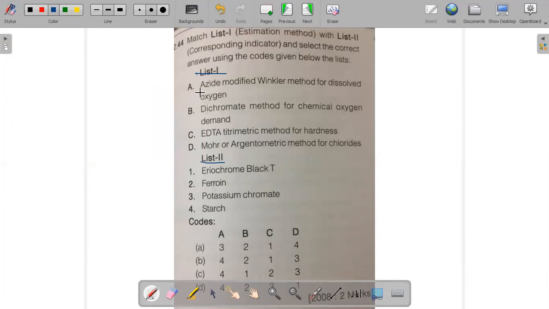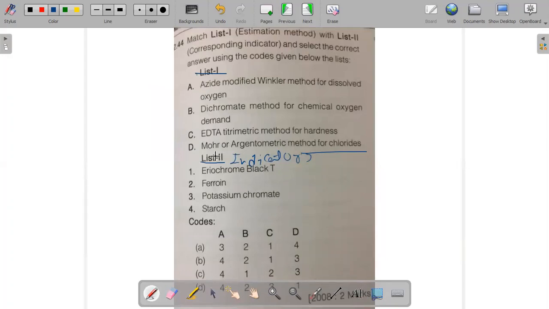Let's discuss the first list. In the first list we have A, azide modified Winkler method for dissolved oxygen; B, dichromate method for chemical oxygen demand; C, EDTA titrimetric method for hardness; and D, Mohr or argentometric method for chlorides. And in list 2, which is indicators, we have eriochrome black T, ferroin, potassium chromate and starch.